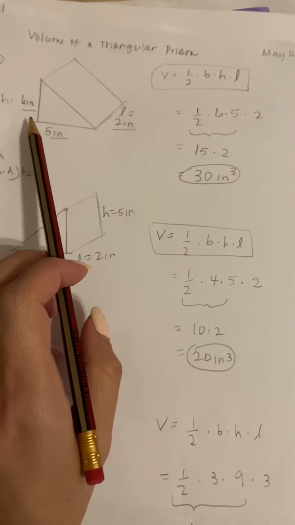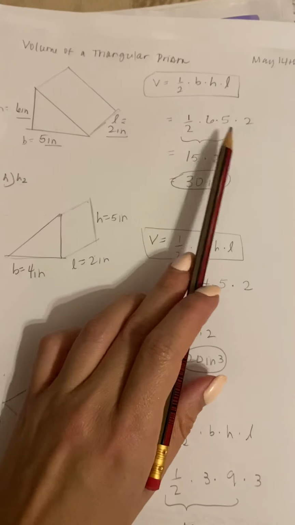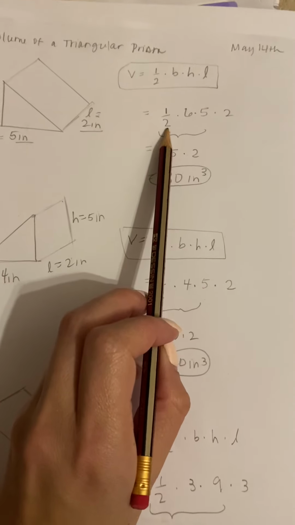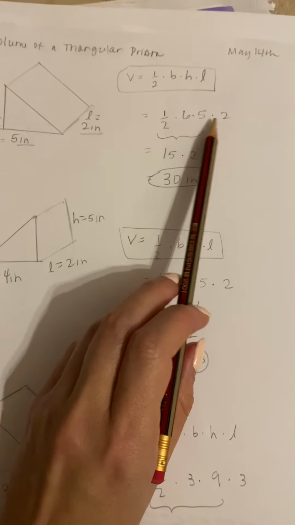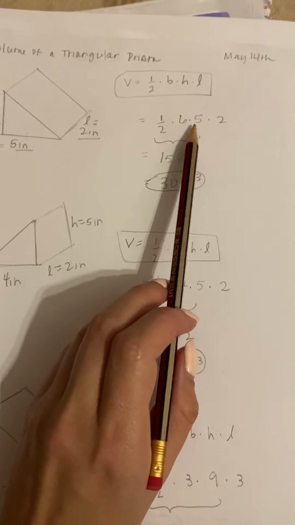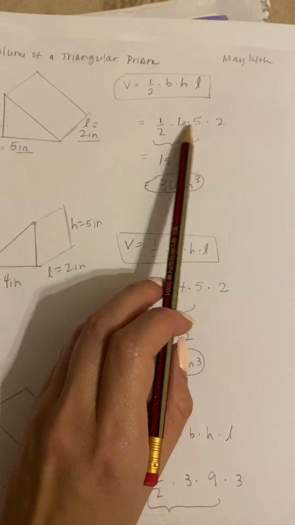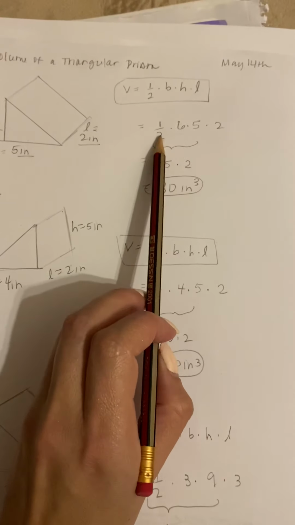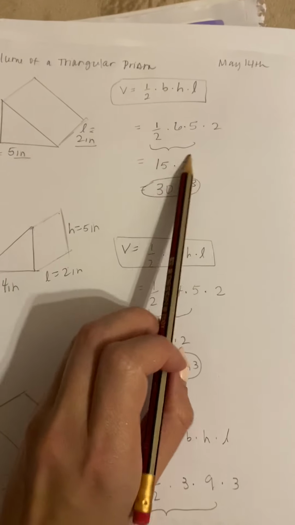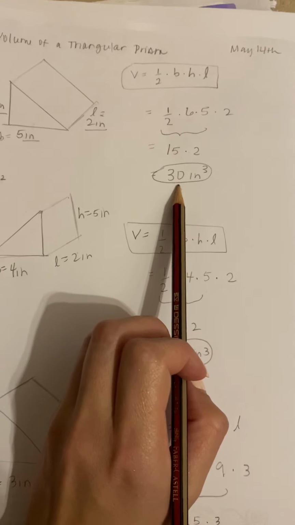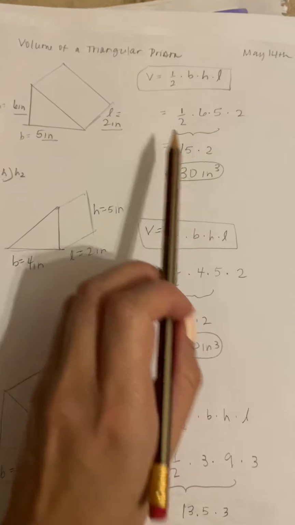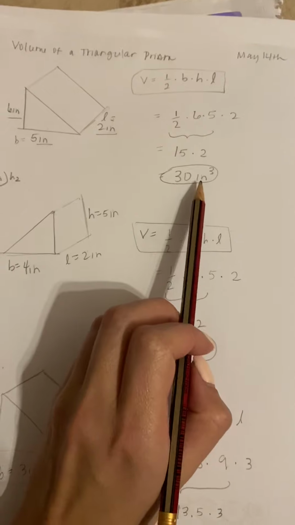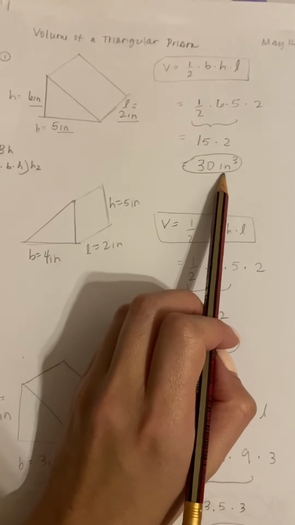We'll go ahead and put our numbers into the formula. Now we have 1/2 times 6 times 5 times 2. I'll go ahead and do this operation first. 6 times 5 is 30, times 1/2 is 15, times 2 is 30 inches cubed. Because we're talking about volume, our units here are inches cubed.